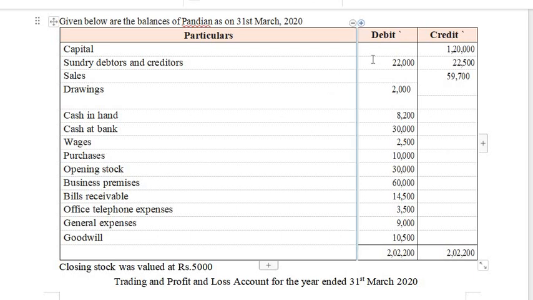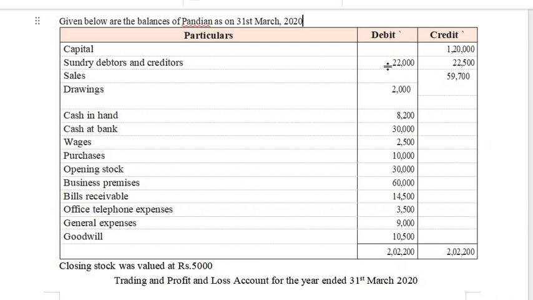Okay, so already I said the debit, whatever value is written, is nothing but expenses or it may be assets. In the credit side, whatever information is given, you can consider as income or liability. So here first I want to prepare the trading and profit and loss account for the year ended 31st March 2020. Okay, first I'll explain the question.